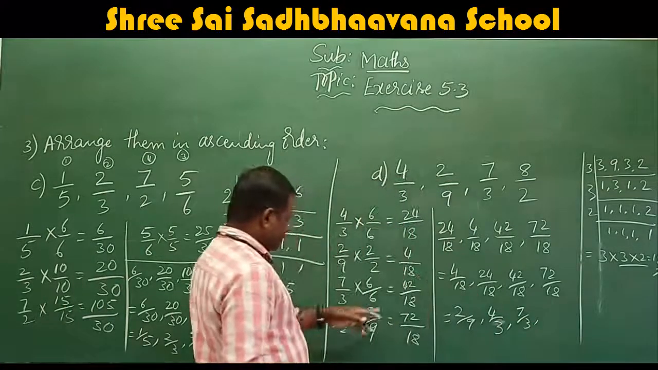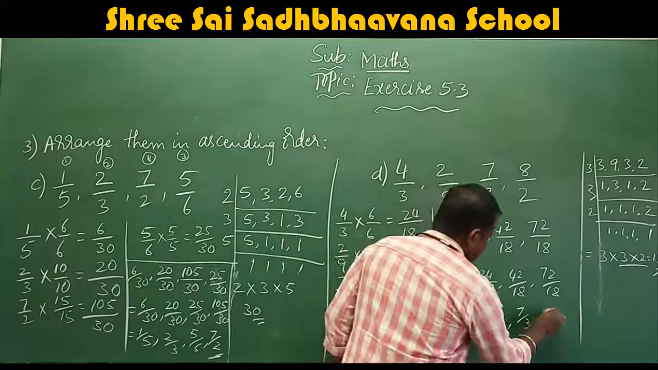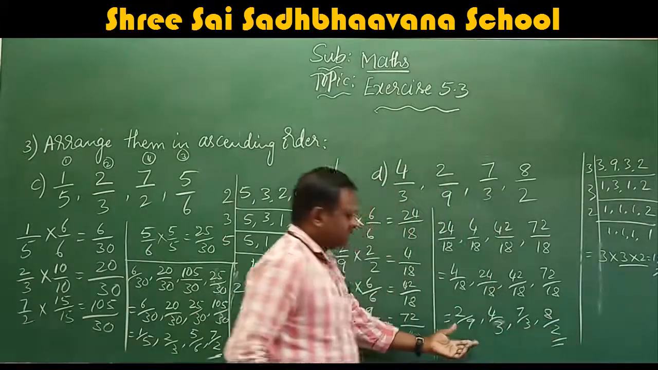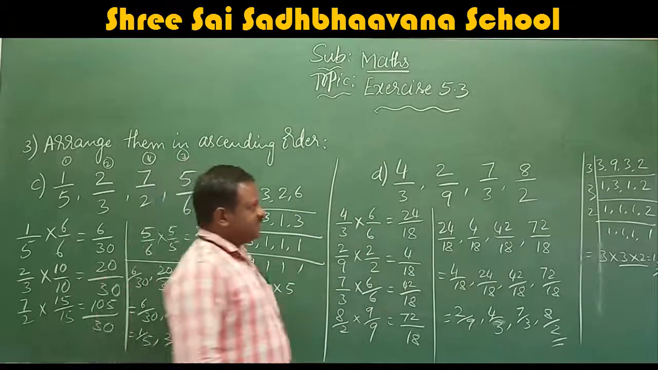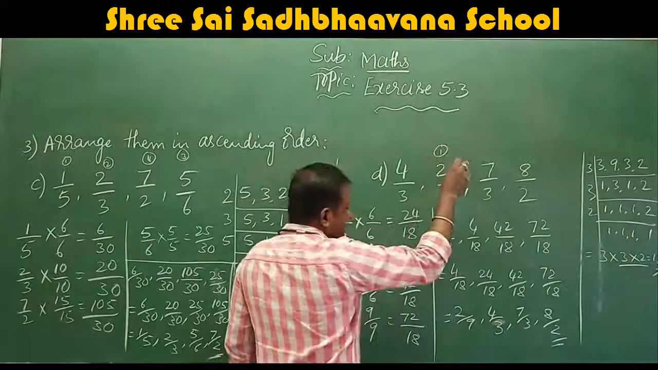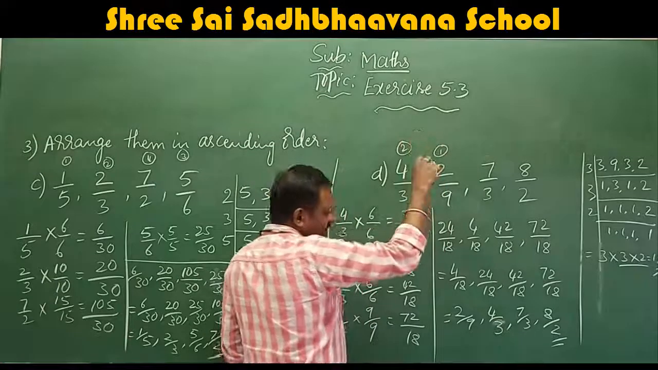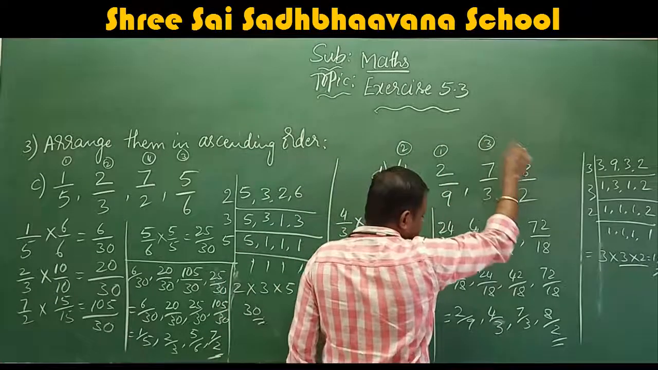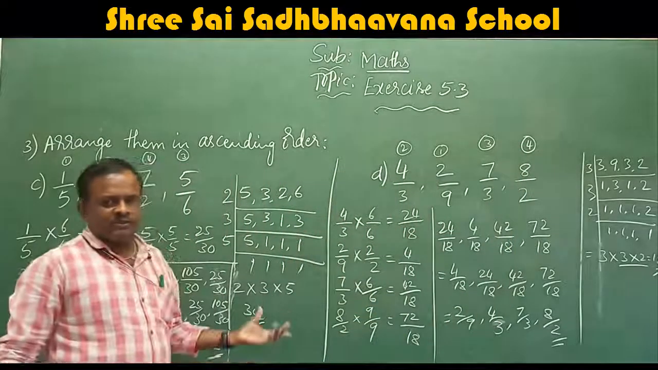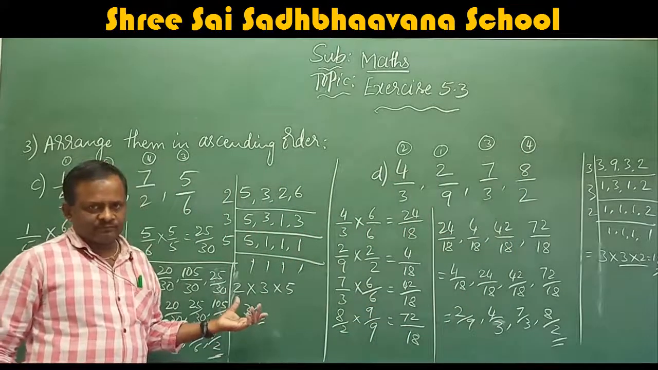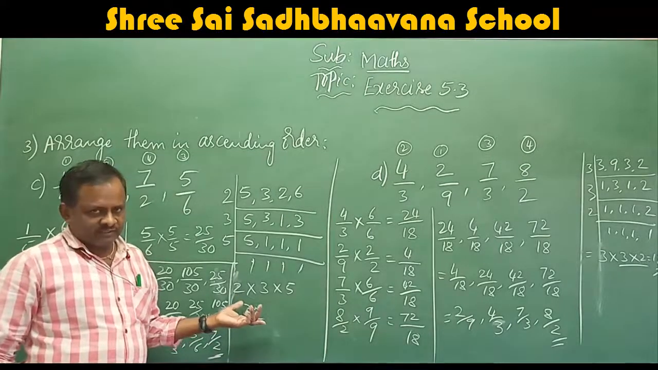Next, the last one is 72 by 18, that is 8 by 2. So this is the ascending order of the given fractions. Which one is first? 2 by 9. Second one is 4 by 3. Third one is 7 by 3. Fourth one is 8 by 2. So this much you have to do in the working. I hope you understand this one.